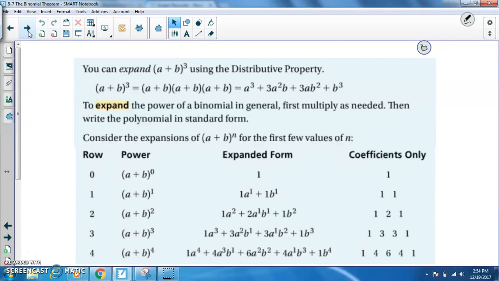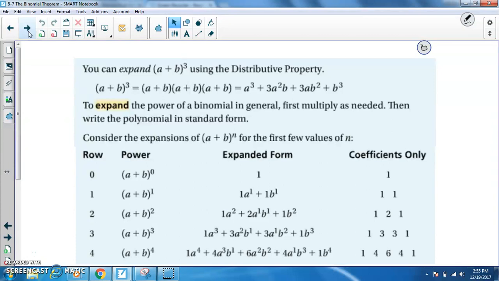So we can expand a plus b to the third power using the distributive property, where we do a plus b times a plus b times a plus b. And we could then get a to the third plus 3a squared times b plus 3a times b squared plus b cubed.